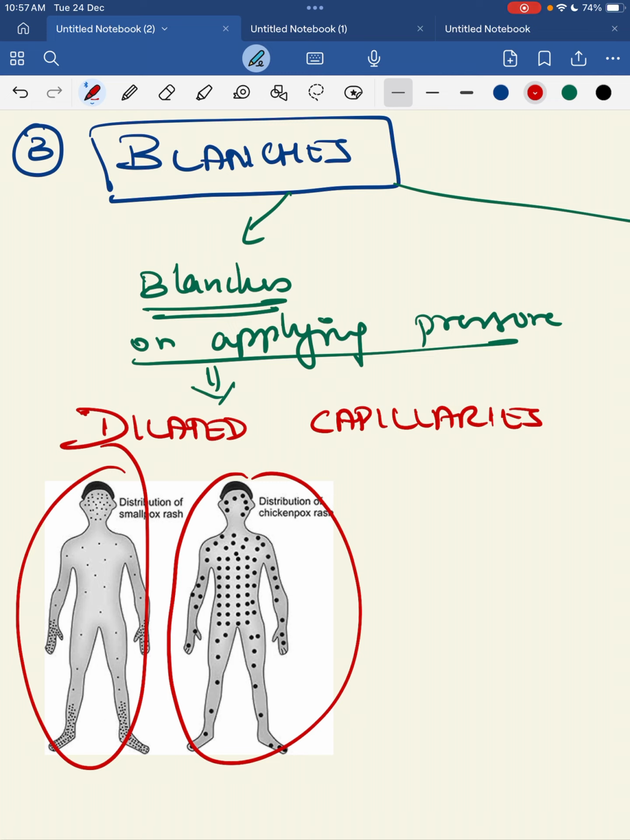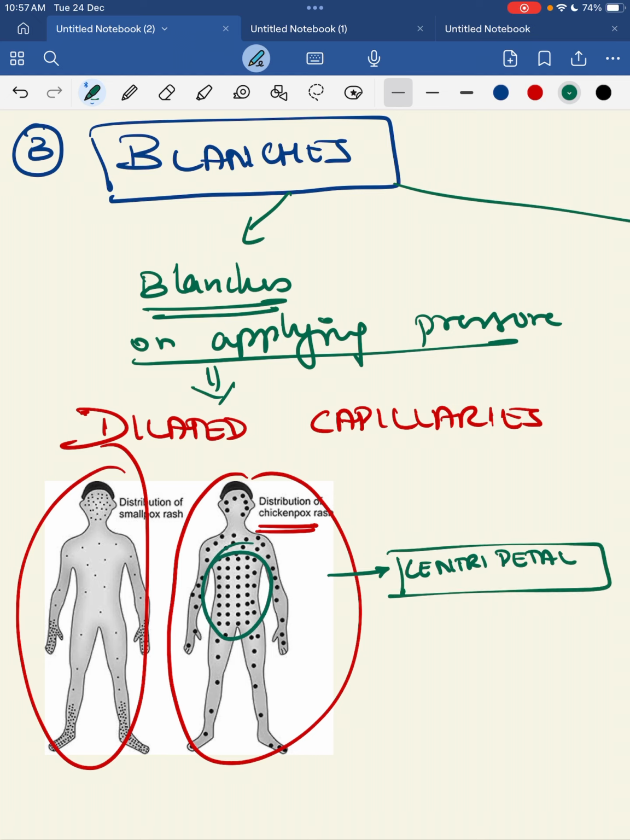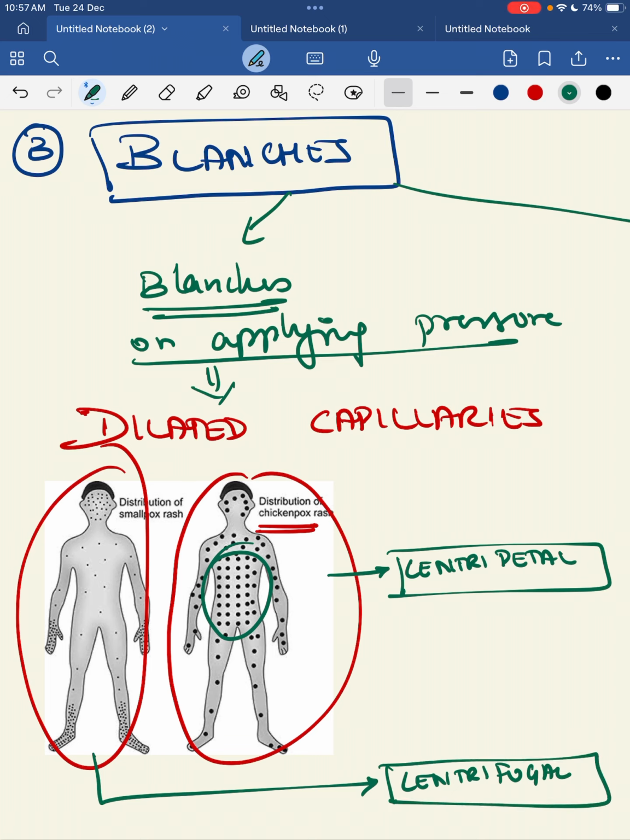This is your fourth point regarding the examination. So centripetal distribution is seen in chickenpox rash, while centrifugal is seen in what is called smallpox. Okay, so this is regarding the examination, whether you have to look for macular papular rash, morbilliform rash, whether it blanches on pressure or not. Next, whether it is centripetal or centrifugal. This everything comes under your examination only.